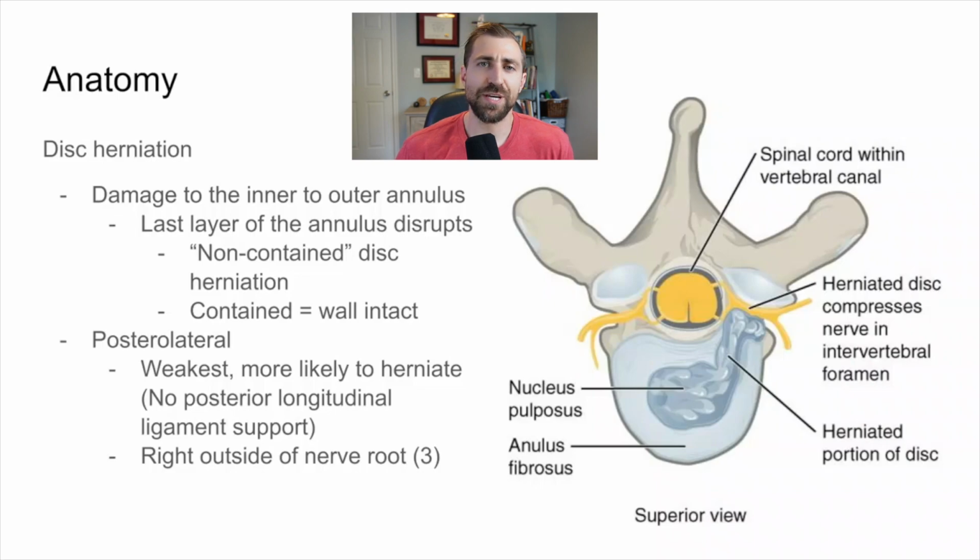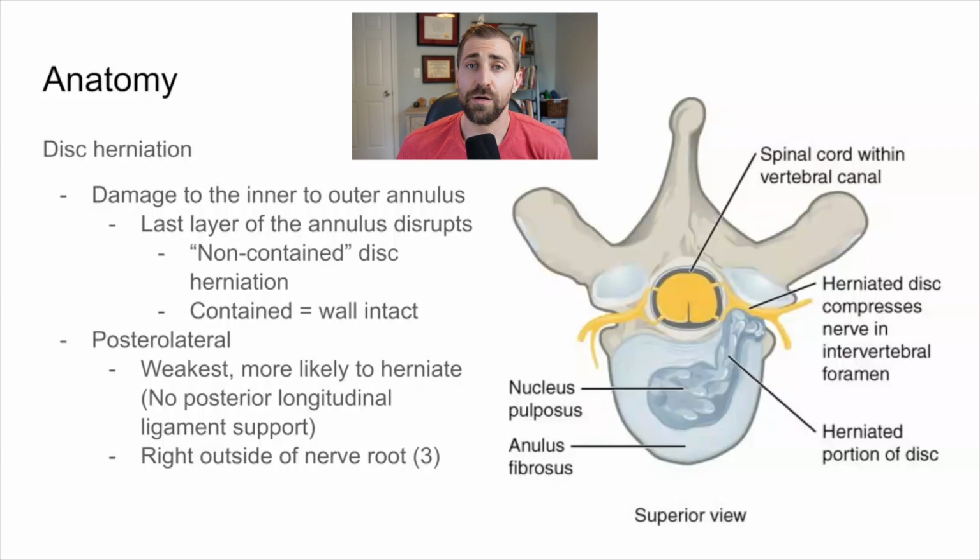Now we can go ahead and further define a disc herniation as well. If we have damage from the inner wall all the way out to the outer wall and we break through to the outside and the inside contents leak outside, that's known as a non-contained disc herniation. And these are the ones that probably hurt the most because they cause so much chemical irritation on those nerves. Now, if you have damage to the annular wall, but the last wall on the outside of the annular wall is still intact, that's known as a contained disc herniation. And these ones, you can still have mechanical compression up against nerves, but you probably don't have that chemical irritation that causes a whole bunch of pain.